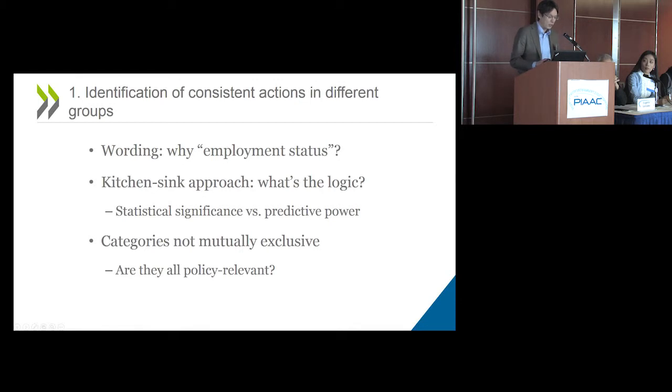The categories are not mutually exclusive, so you look at the groups with low education, you look at the groups that are unemployed, but of course there's a large overlap. So the same people are in different categories. I'm not sure that all these subgroups are policy relevant, for instance, because some characteristics are not very easy to observe, like the use of the skills at work.